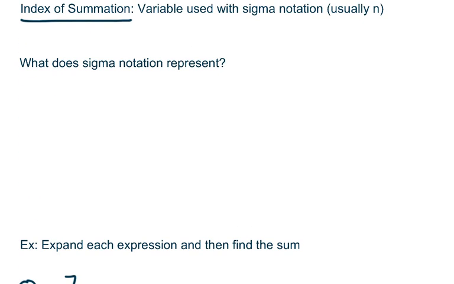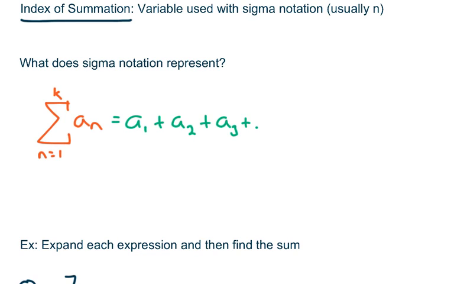So what does sigma notation represent? Well, if we were to write out sigma notation, from n equals 1 to k of a sub n, what that really means is this is equal to the first term plus the second term plus the third term plus, and so on, until we get to the kth term. So up until whatever this number is. If it's the fourth term, then this will be the first, second, third, and fourth term. If it's the 10th term, we'll go first, second, third, all the way up to 10. Or the 50th term, all the way up to 50.